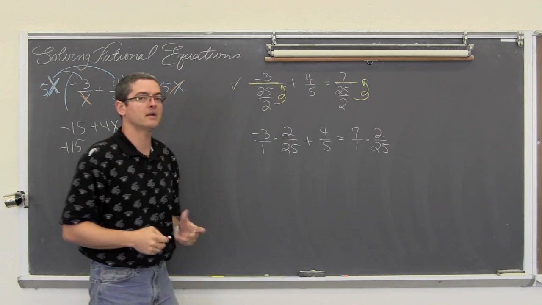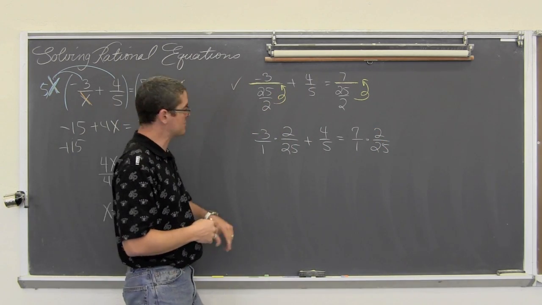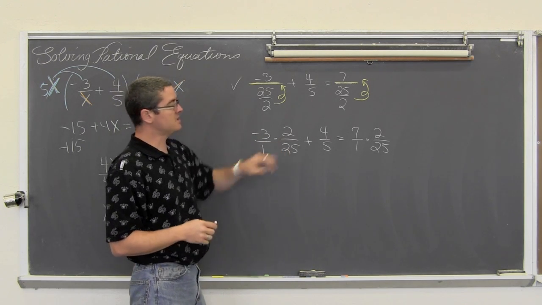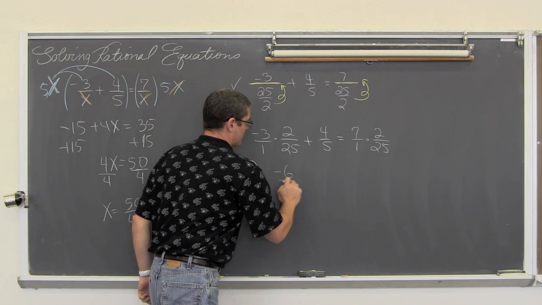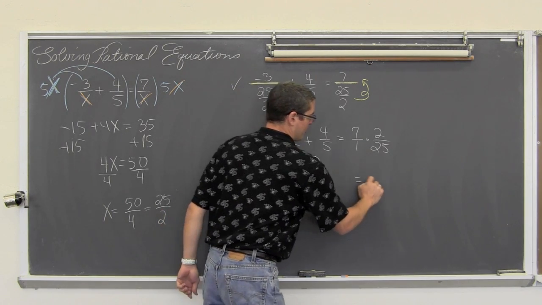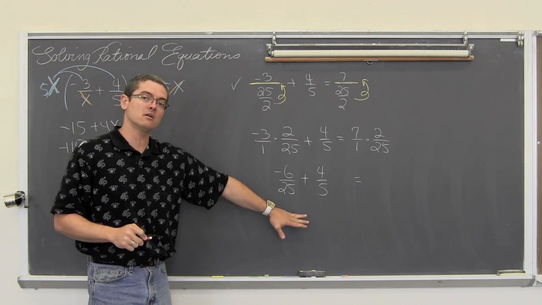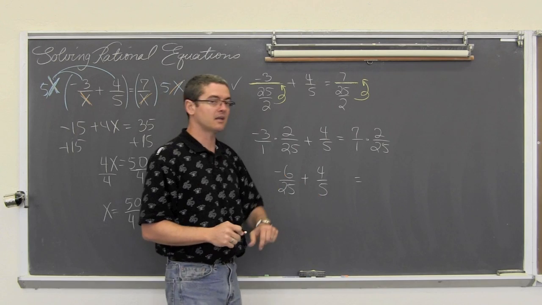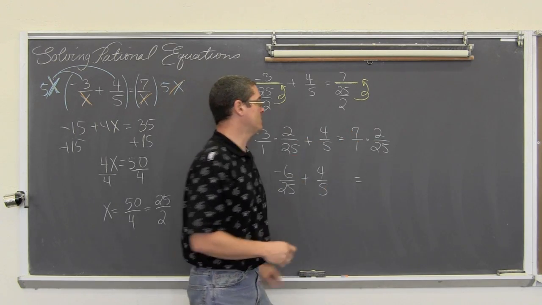You might be doing this in your head. I'm doing it for teaching purposes where I'm showing my work, of course. Negative 3 times 2 is negative 6 over 25 plus 4/5. I'm going to leave some room because I know I need to find a common denominator here to make sure that these can get added together. And 7 times 2 is 14 over 25.